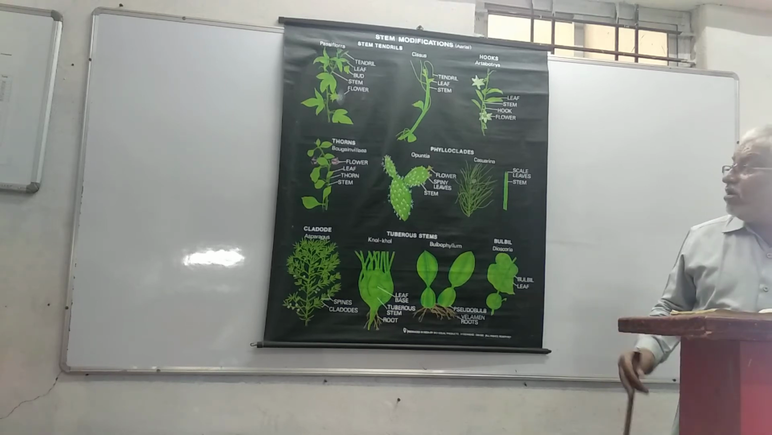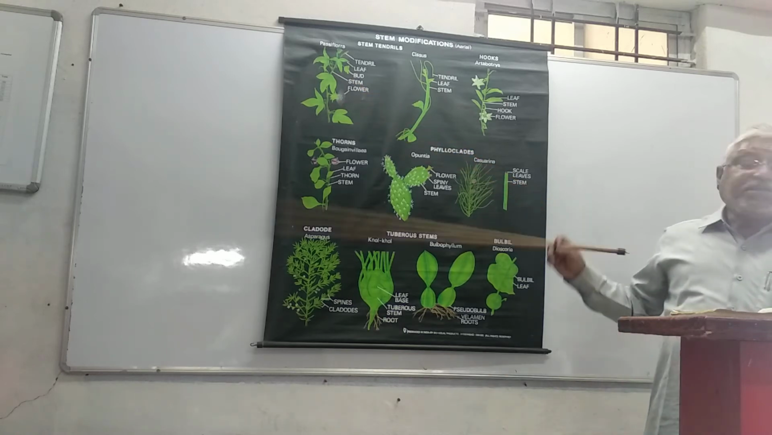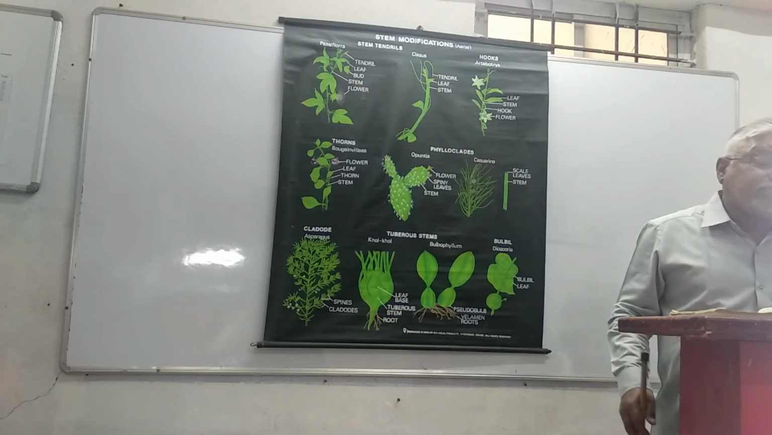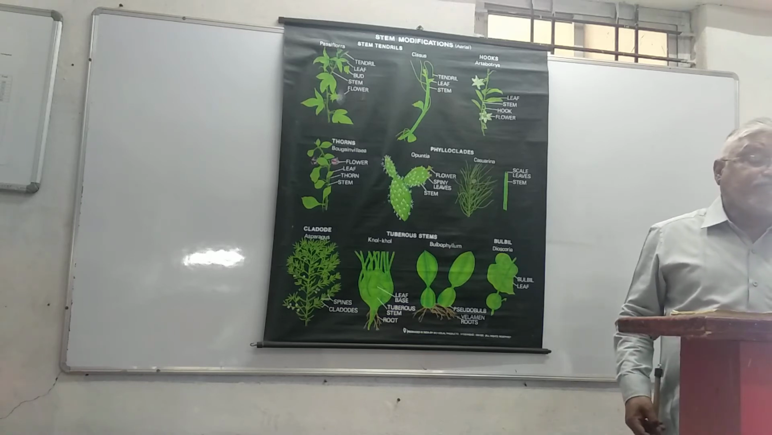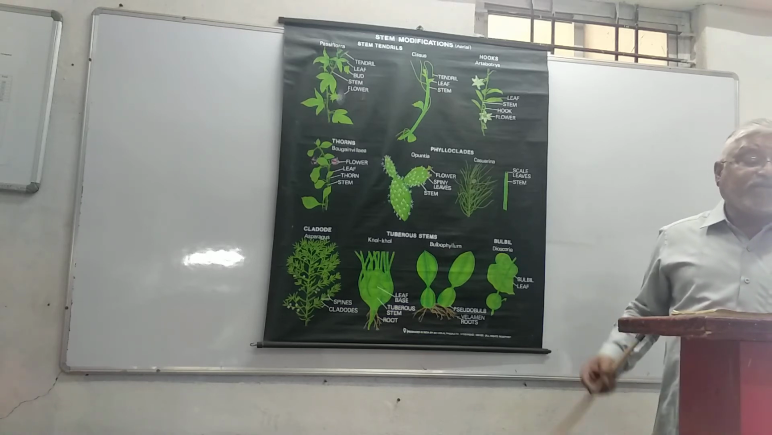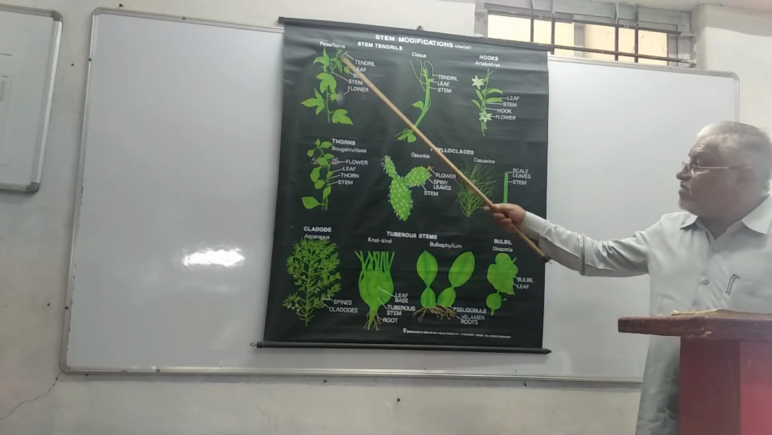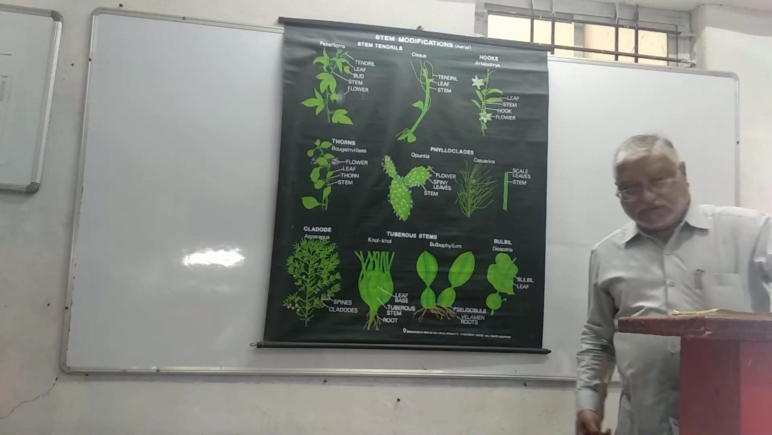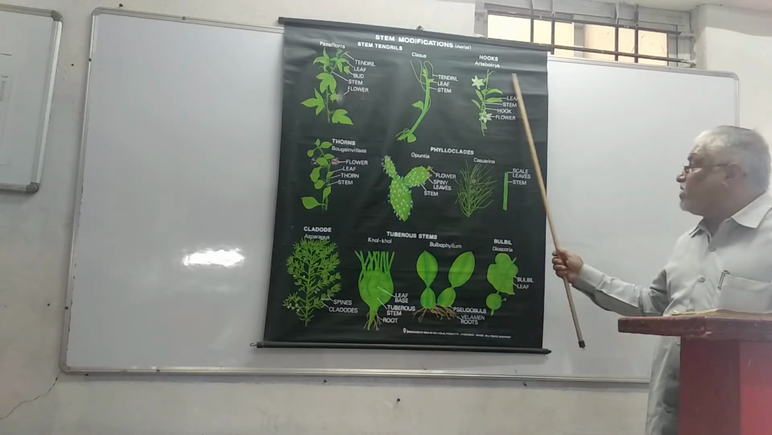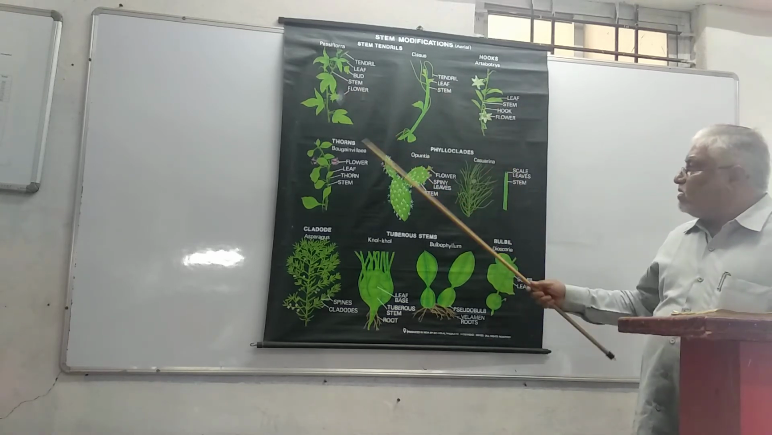For example, in Vitis or grapes, the terminal bud is modified into tendril. In Passiflora foetida, these are the axillary buds. They are modified into tendrils. So these are the different examples of tendrils.